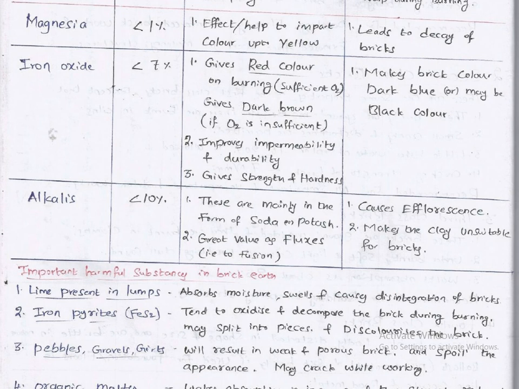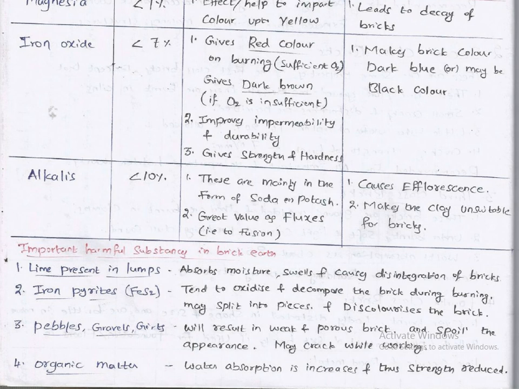Important harmful substances in the brick earth. Lime present in lumps absorbs moisture, swells and causes disintegration of the brick. Iron pyrites (FeS2) tends to oxidize and decompose the brick during burning, may split it into pieces and decolorize the brick. Pebbles and gravels will result in a weak and porous brick and spoil the brick appearance, and may crack while working. Organic matter increases water absorption and thus reduces strength.